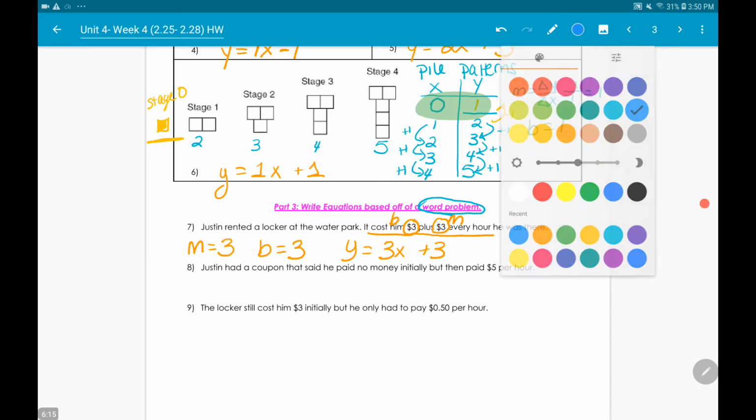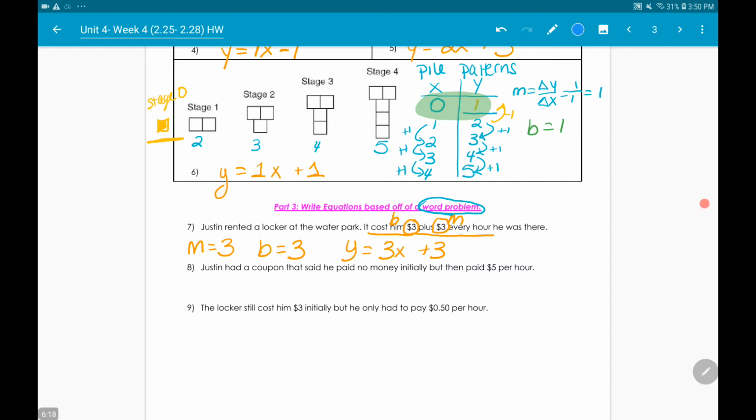All right, number 8. This time, Justin has a coupon that said he paid no money initially, but then paid $5 each hour. Okay, m, our repeating value. What did Justin have to repeatedly pay? $5 each hour. But initially, the y-intercept, he paid no money. So how do we represent no money? With a 0. So y equals 5x plus 0, or just y equals 5x.